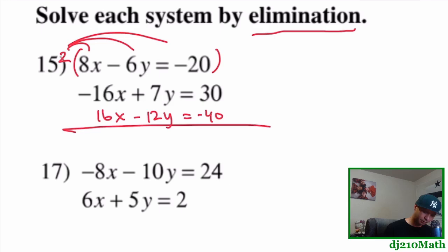So now, when I add, the x's cancel. That's what I wanted. That's the elimination part. 7 minus 12, negative 5y equals negative 10. Divide both sides by negative 5. I'm going to get positive 2. So y is equal to positive 2.